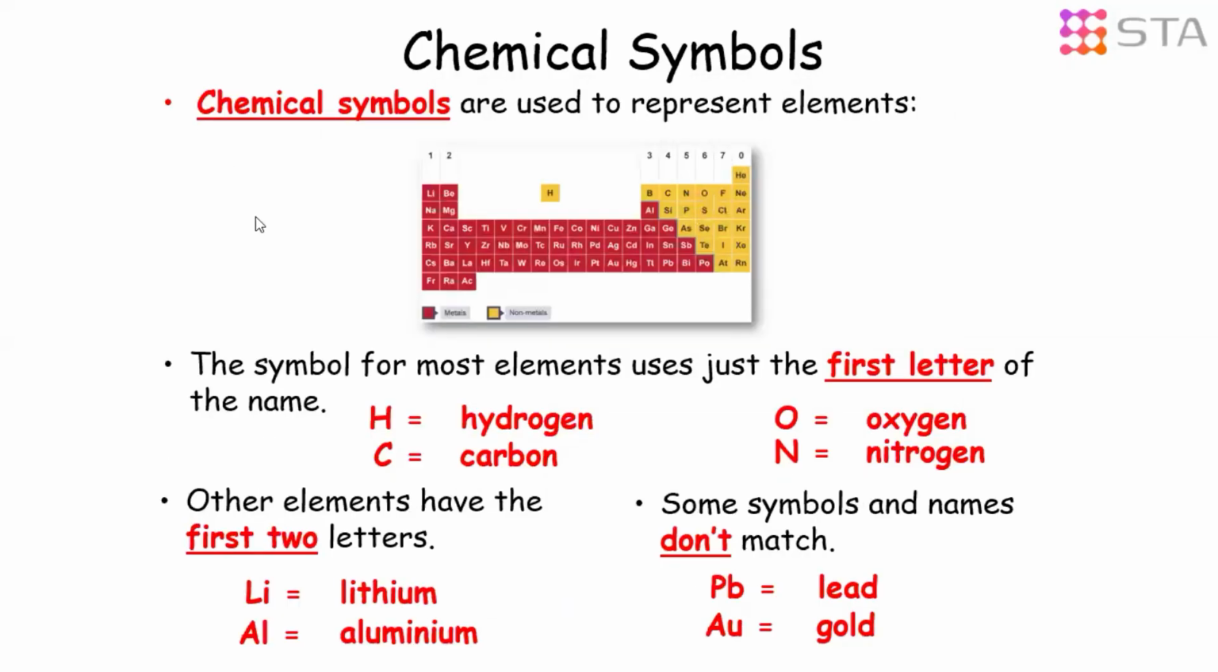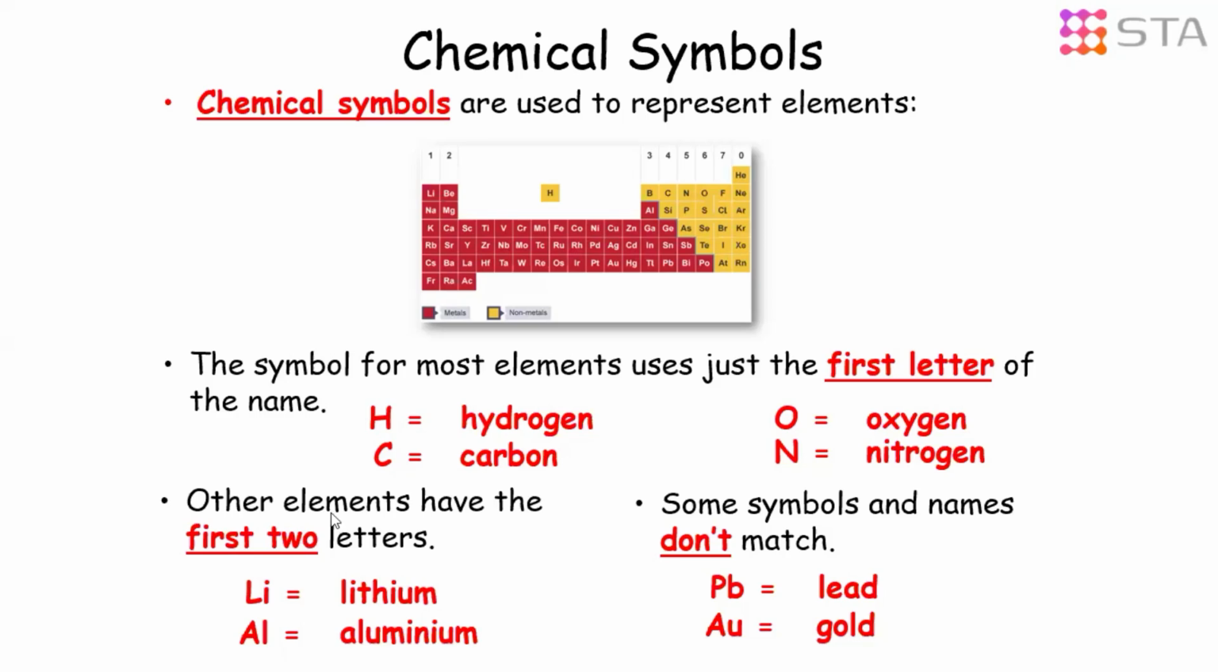Now, chemical symbols are used to represent the elements, and they are very convenient for us to use. They save us a lot of time rather than just writing the chemical names of the elements. So the symbol for most elements will just simply use the first letter of the name. So for example, hydrogen starts with H and its chemical symbol therefore is a capital H. Now, it's very important that you use capital letters as the first letter in the chemical symbol.